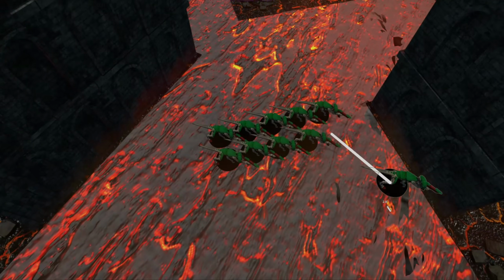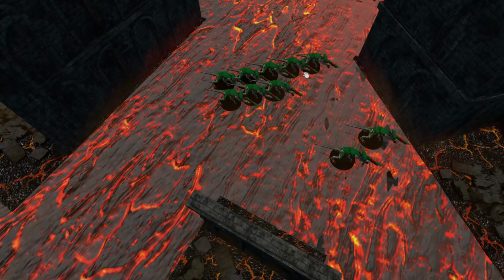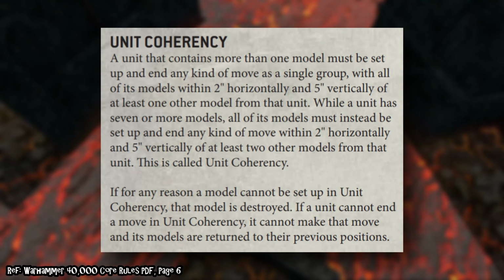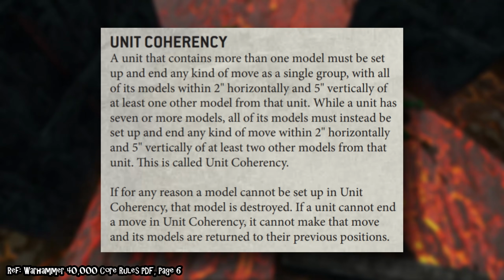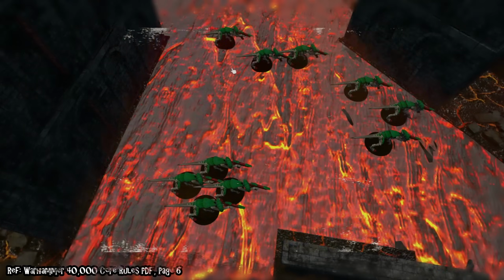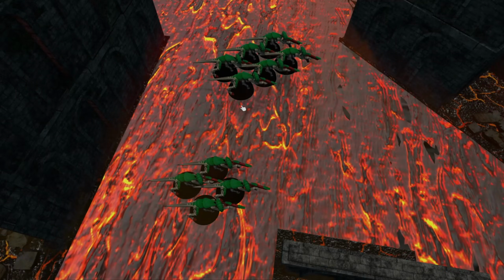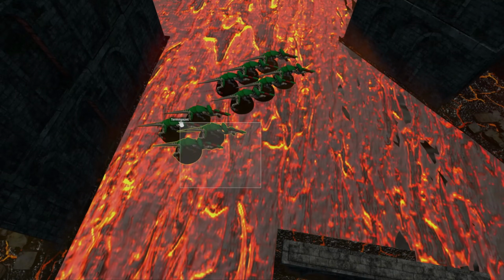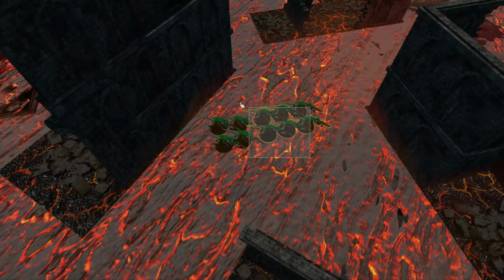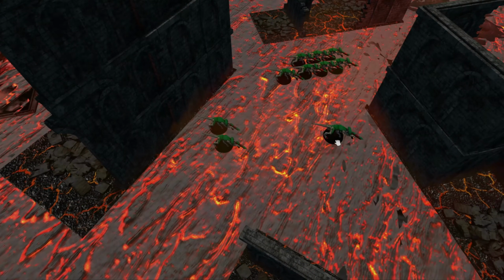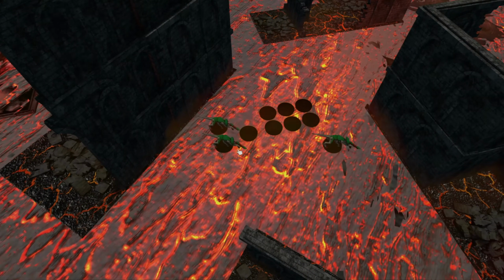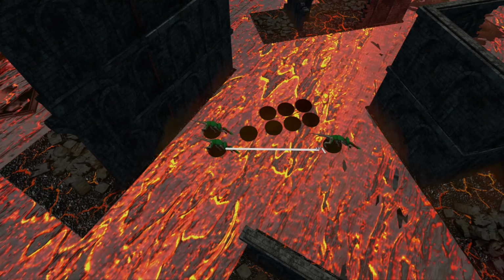You are also required to end any movement within unit coherency. If you ever attempt to not do so, for example, if we were to move these termagants this way while moving, unfortunately, that move would be illegal and all of the models in the move return back to their previous positions. You can have some instances where models are killed to a point where they are no longer able to establish coherency with their moves.